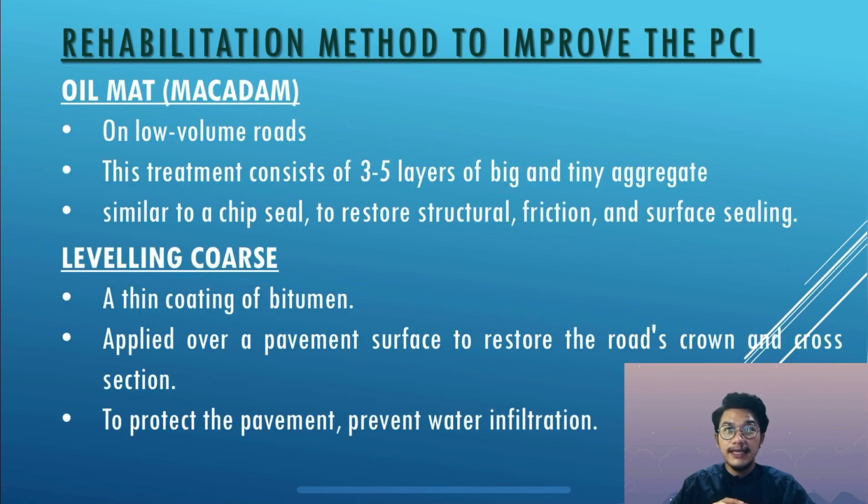Third, all mat. On low volume roads, this treatment consists of 3 to 5 layers of big and tiny aggregate applied individually, similar to a chip seal, to restore structural friction and surface sealing. The fourth method is leveling course. A thin coating of bitumen, less than 2 inches thick, is applied over a pavement surface to restore the road grade and cross section, as well as to fill ruts, to protect the pavement and prevent water infiltration. This technique is often applied before a chip seal.